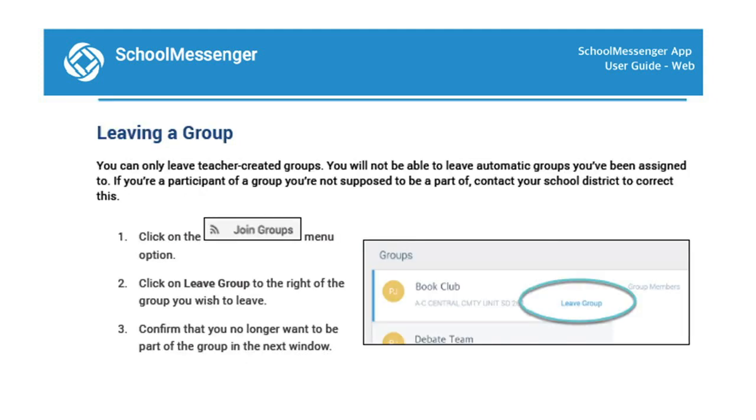As far as leaving a group, you can only leave teacher-created groups. You will not be able to leave automatic groups you've been assigned to. In order to leave a group, click on the Join Groups menu option, click on Leave Group to the right of the group you wish to leave, and confirm that you no longer want to be a part of the group in the next window.